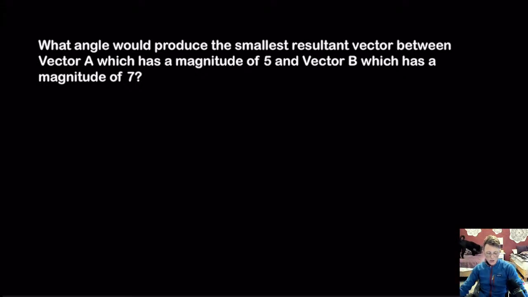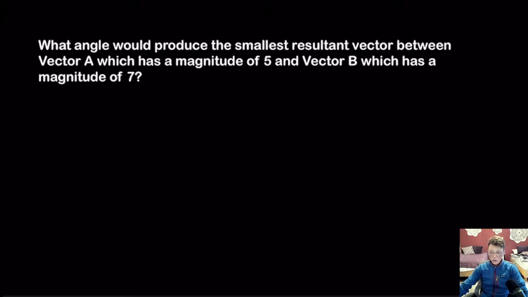Okay, so this says, what angle would produce the smallest resultant vector between vector A, which has a magnitude of 5, and vector B, which has a magnitude of 7? So obviously, it does not tell us the angles here. All we know is that we need to produce the smallest resultant vector between these two particular numbers. Now, there's all kinds of angles that we could place these at, and we don't want to just try angles randomly. What about this one? What about this one?